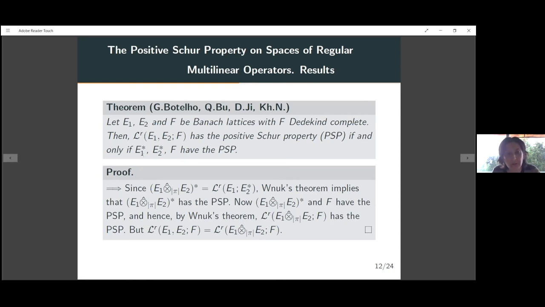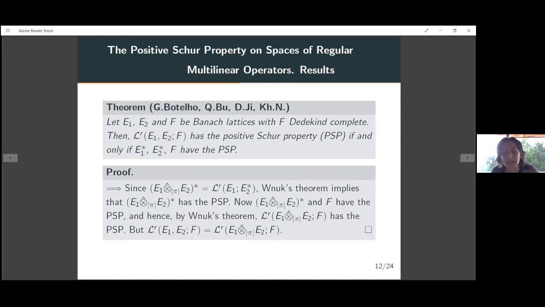When we assume that the duals of E1, E2, and F have the PSP, then we know that the dual of the positive projective tensor product is lattice homomorphic and isometrically isomorphic to the regular linear operator space. So we can apply Kalton's theorem on this space here. Why? Because Kalton's theorem, I want to remind, requires that the dual of the domain have the PSP and the target space have the PSP also. And we have that E1 star and E2 star have the PSP. So we can conclude that this space has the PSP, of course, considering that the dual space is always Dedekind complete. And hence this dual space has the PSP.